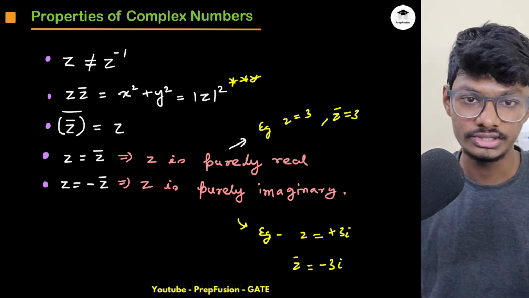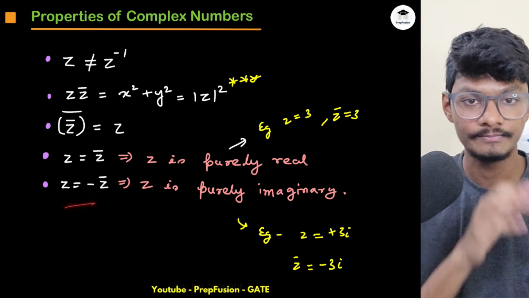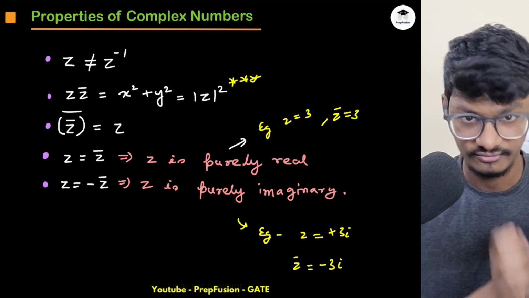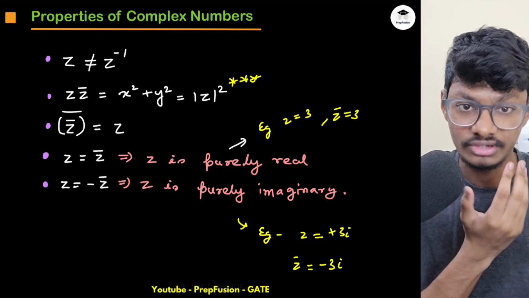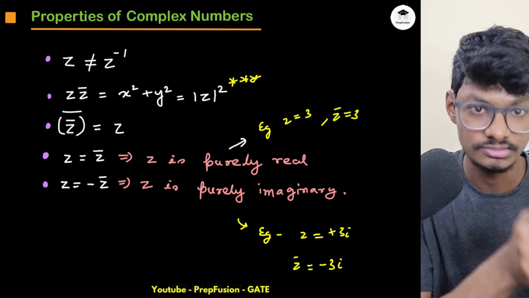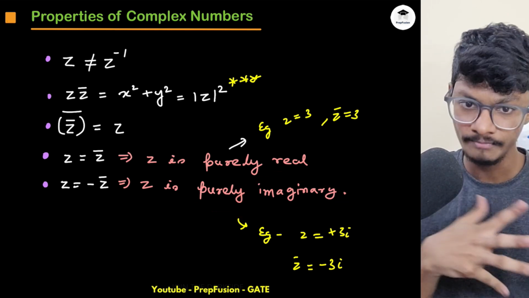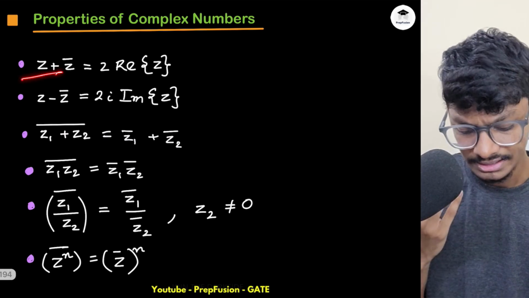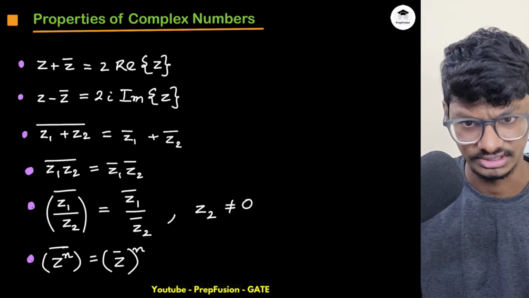So if in the question they have given that the conjugate of a number is equal to the negative of the number, he is trying to tell you that the number itself is purely imaginary. There are no real terms present in the number. Okay, I hope you got the point. These are a few points, pretty simple to understand.